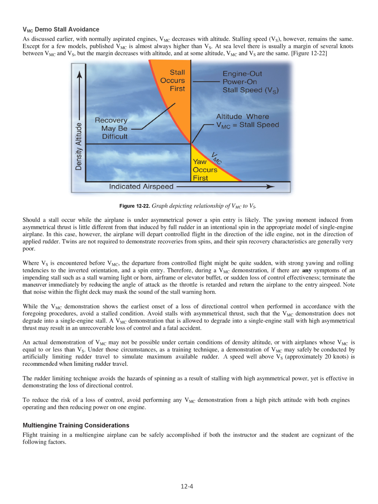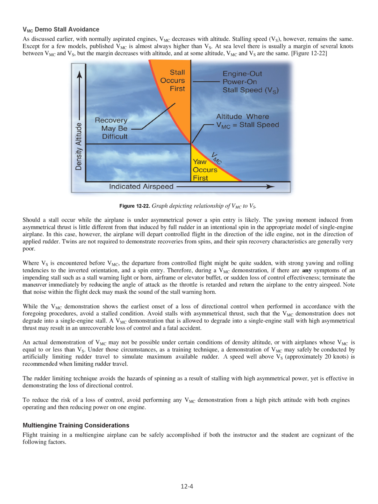Under those circumstances, as a training technique, a demonstration of VMC may safely be conducted by artificially limiting rudder travel to simulate maximum available rudder. A speed well above VS0, approximately 20 knots, is recommended when limiting rudder travel. The rudder limiting technique avoids the hazards of spinning as a result of stalling with high asymmetrical power, yet is effective in demonstrating the loss of directional control. To reduce the risk of a loss of control, avoid performing any VMC demonstration from a high-pitch attitude with both engines operating and then reducing power on one engine.